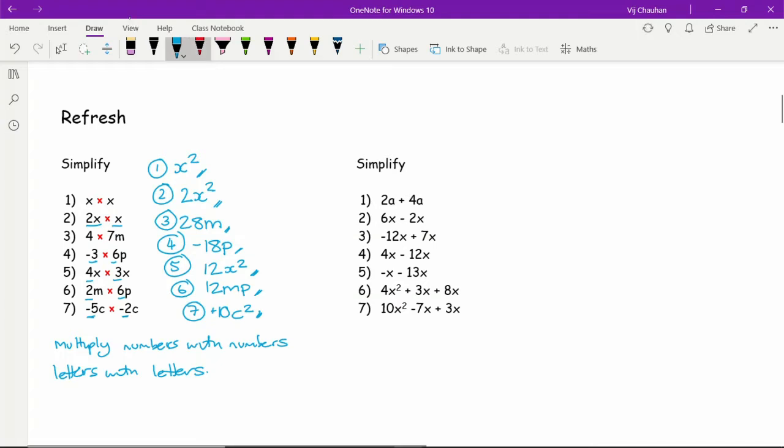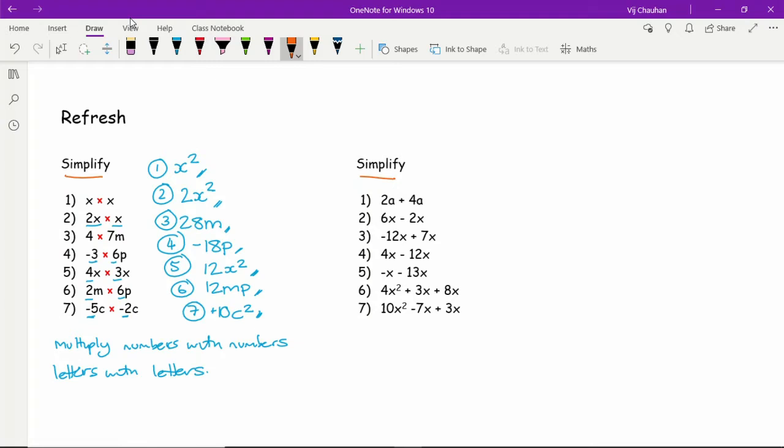So moving on to, let's use a different colour for this one, the second section, which is looking at collecting like terms. Again here you can only collect letters that are the same, but also the same power. And I'll move on to that when we look at powers, moving on to questions 6 and 7.